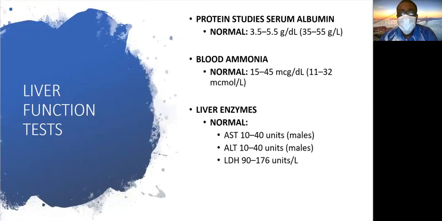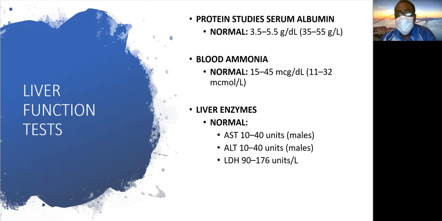Okay, we could also carry out protein studies for serum albumin. You will remember that proteins are produced by the liver, and the levels may diminish in liver diseases or hepatic diseases. Severely decreased serum albumin would result in generalized swelling, generalized edema. Again, you need to know what your normal levels are, which should be 3.5 to 5.5 grams per dL.